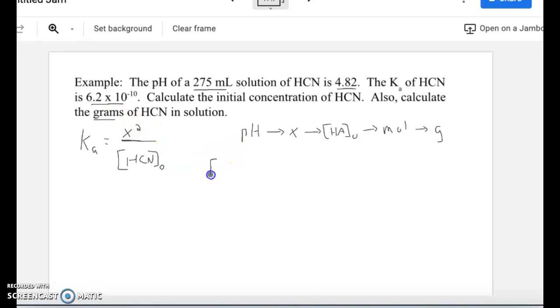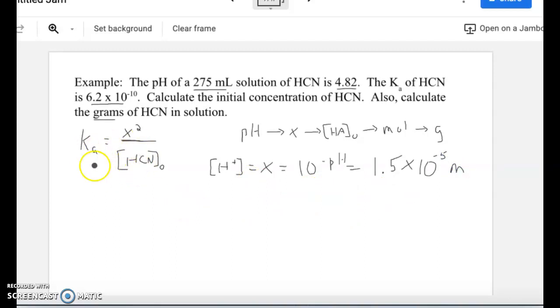All right, so let's start by figuring out the hydrogen ion concentration, which again in a Ka expression for a weak acid, it's X. So we're going to anti-log this, so this is going to be 10 to the negative pH, and that ends up being 1.5 times 10 to the negative fifth molar. Okay, so that's our X value.